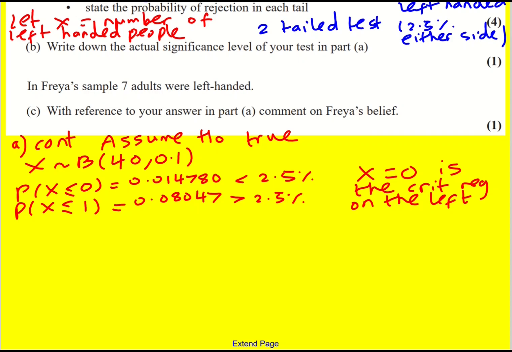Right, now for the right-hand side. So on our calculator, because the calculator only deals with less than or equal to, I'm now going to be looking for a crossover for 0.975. And then we'll just do 1 minus to get it in the right way.